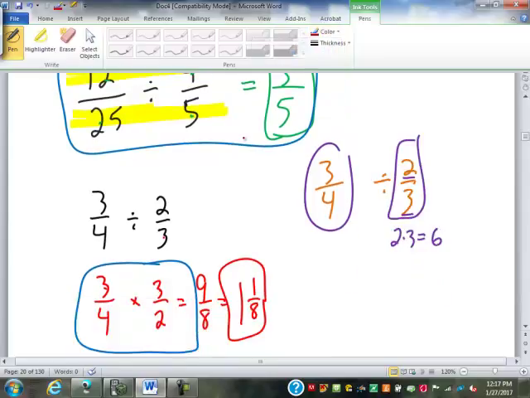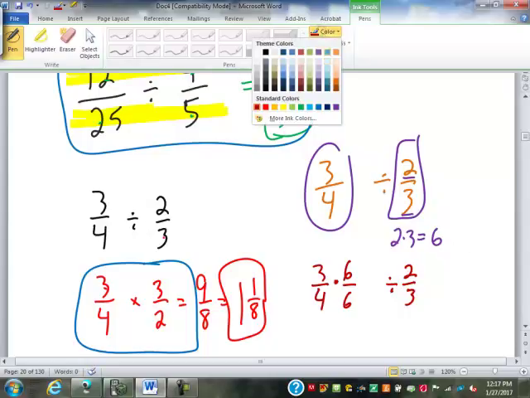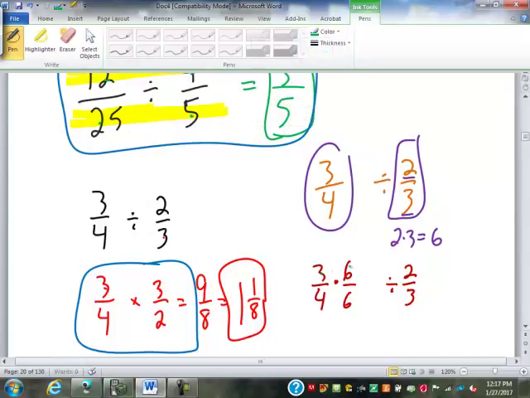So then after that, I'm going to rename this first fraction using that number. So I'm going to take my 3/4 and multiply by 6 on top and bottom. Then I'm going to divide by the 2/3. Well, 3 times 6 is 18. 4 times 6 is 24. Now, 18 divided by 2 is 9. 24 divided by 3 is 8. 9 eighths or 1 1/8. I get the same result.